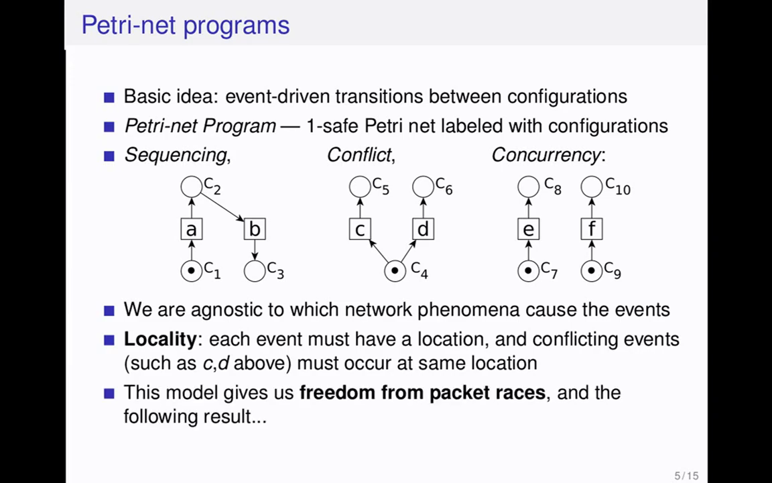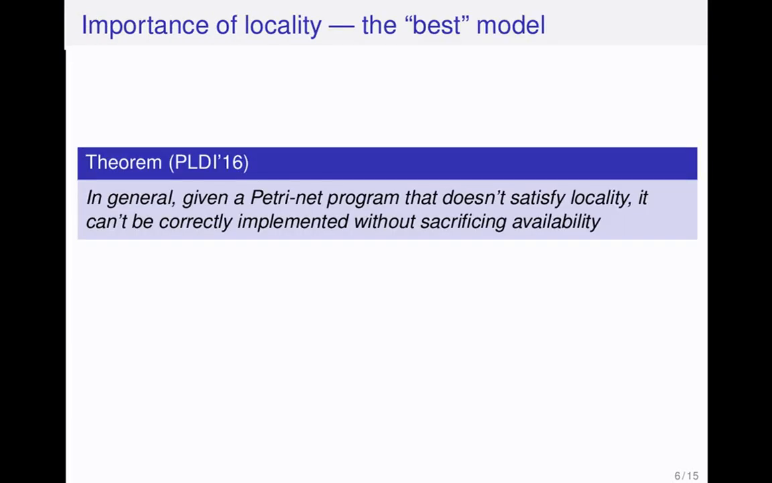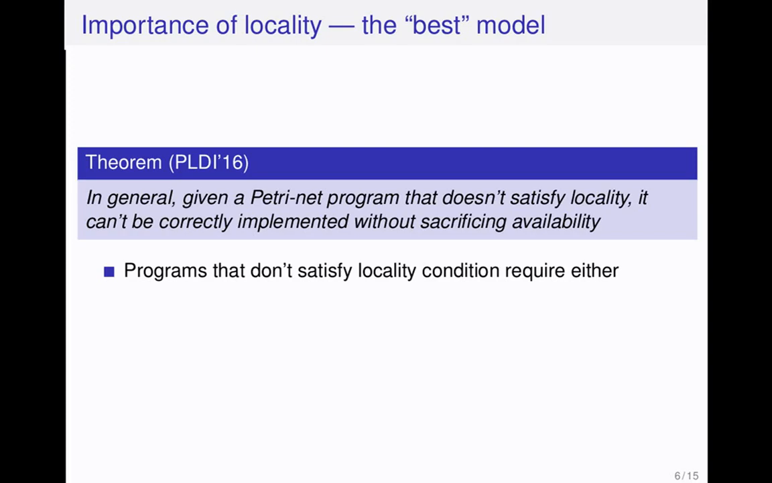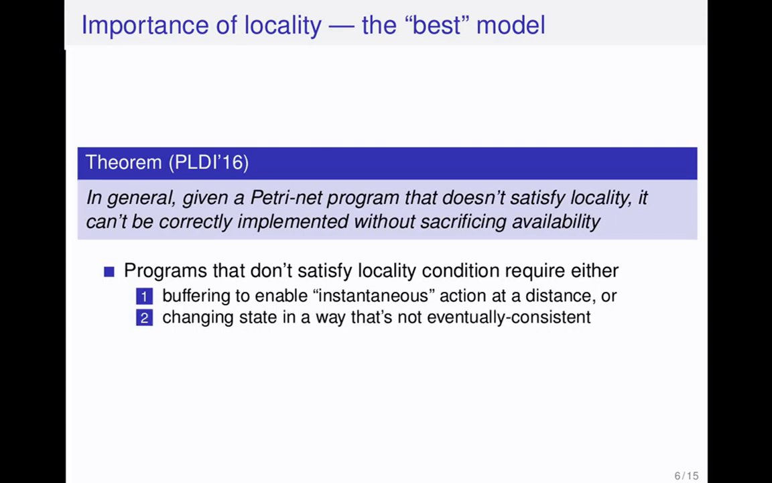What that gives us is freedom from this first type of races, or packet races. It also gives us this result from the PLDI 16 paper: given a Petri net program that doesn't satisfy locality, you can't correctly implement it without sacrificing availability. In a sense, this is saying that Petri net programs are the right model for network programming. To be a little more specific, if a program doesn't satisfy locality, either you need to do buffering, which is expensive in a running network, or you need to change state in a way that's not eventually consistent.